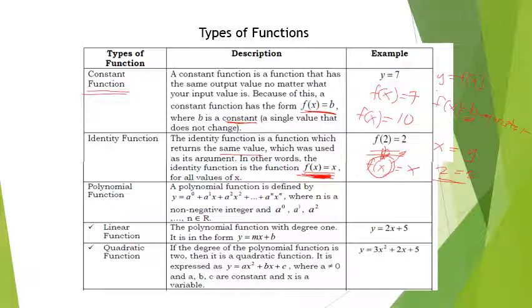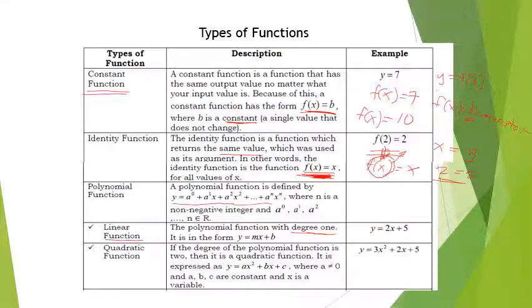So, polynomial function naman. A polynomial function is defined by y equals a sub 0 plus a sub 1 x plus a sub 2 x squared plus dot dot dot a sub n x raised to n, where n is a non-negative integer. And then, under the polynomial function, meron tayong linear function. Types ito ng polynomial, yung linear. Sinasabi, the polynomial function with degree 1. Siya ay tinatawag na linear function.